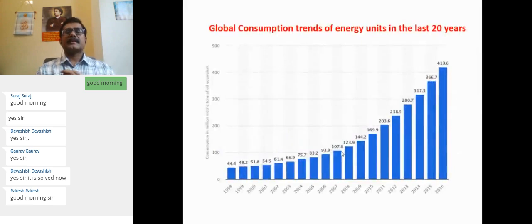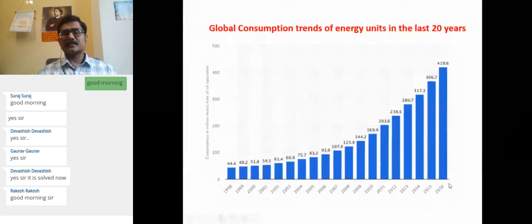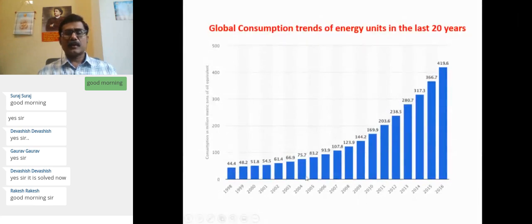These are nothing but the global consumption trends in energy units in the last 20 years. Not a very big history, but from 1998 to say 2016, so 18, 19, 20 years rather. If we divide this particular graph into two parts, the first half from 1998 to around 2007, so the first 10 years, and then from 2007 to 2016, the last 10 years, we can see that from 1998 it's 44.4, and by the end of 2007 it has reached 107.8. So slightly less than 3 times.